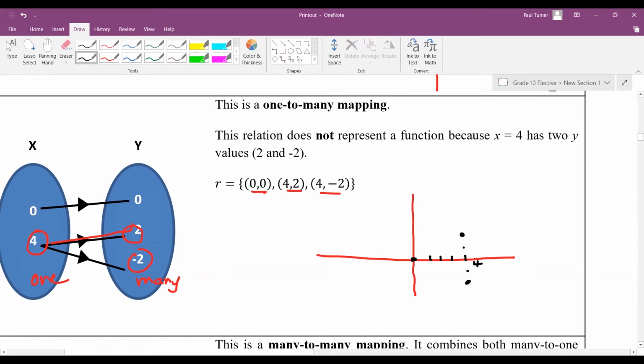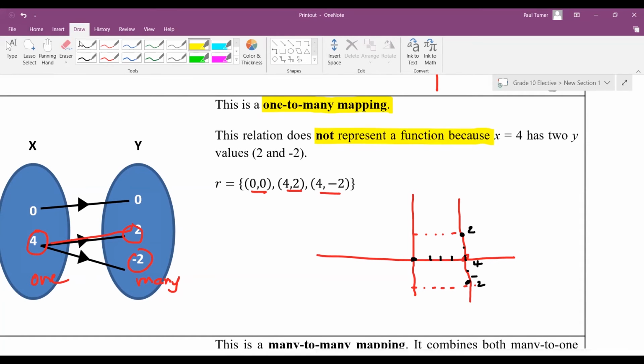So this is minus 2. That's 2. So you can see the 4 value has 2 y values, which is not allowed, like that. And the 4 is in here. So that x value has 2 y values across to there, if you like. So this is not allowed. This is a 1 to many mapping, right? 1 number to many numbers. And this is not a function.